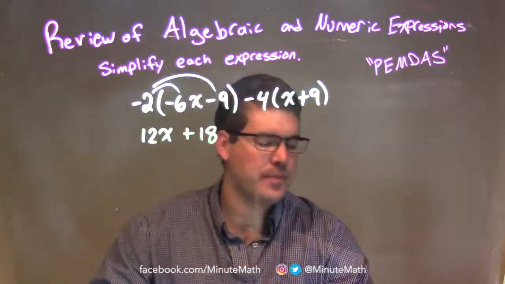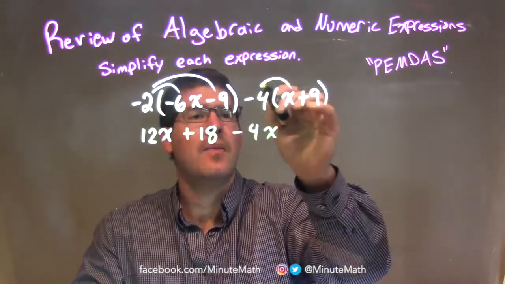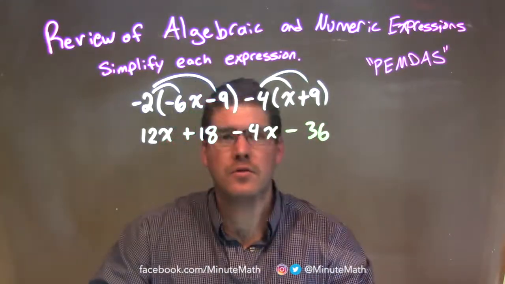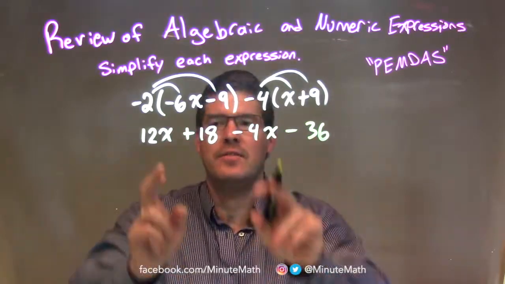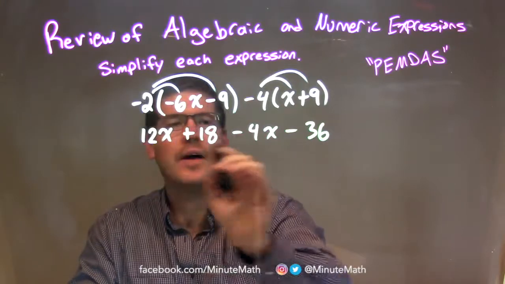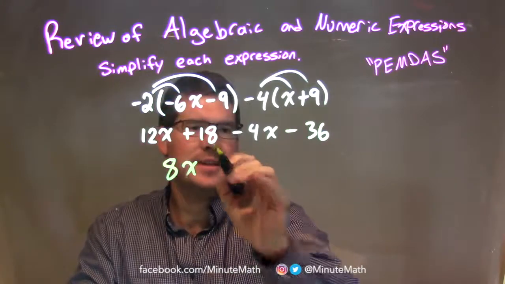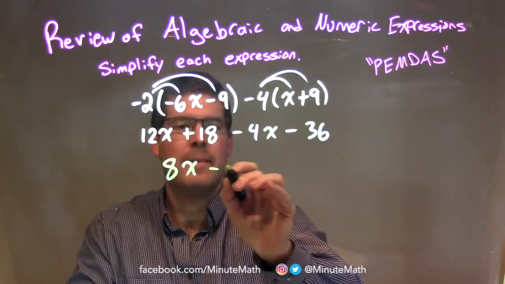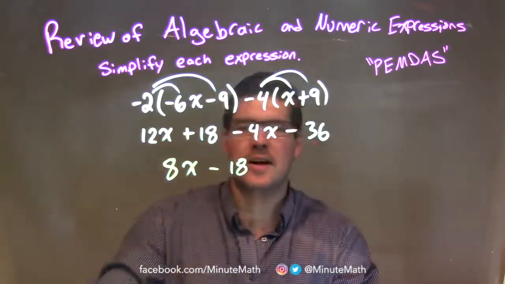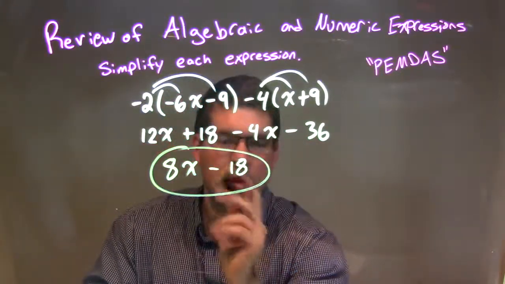We then have the minus 4. Okay? The minus 4 times x is a minus 4x. And the minus 4 times a 9 is a negative 36. So now what I want to do is combine my like terms. I see my variables, my x's, and then I see my numbers. So let's deal with the variables first. 12x minus that 4x is an 8x. Okay? 18 and a minus 36 come out to be a minus 18, right? 18 plus a negative 36 is a negative 18. So our final answer here is just 8x minus 18.